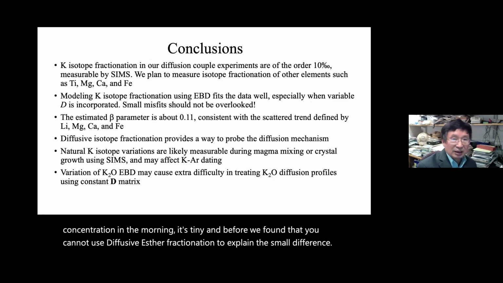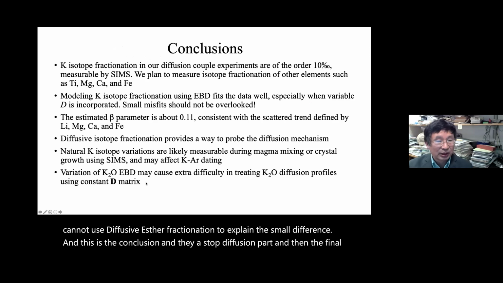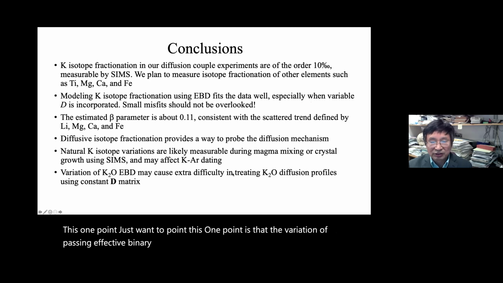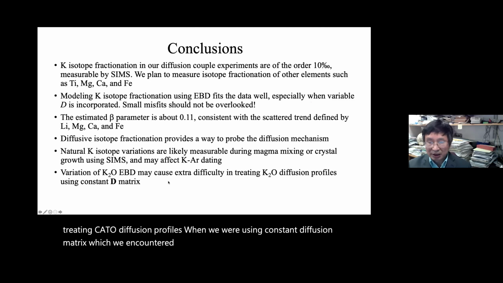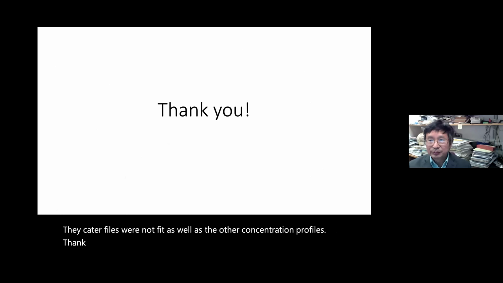And this is the conclusion on the isotope diffusion part. And the final point I just want to make is that the variation of potassium effective binary diffusivity may actually cause extra difficulty in treating K2O diffusion profiles when we were using a constant diffusion matrix, which we encountered, where I said the K2O profiles were not fit as well as the other concentration profiles. Thank you very much.